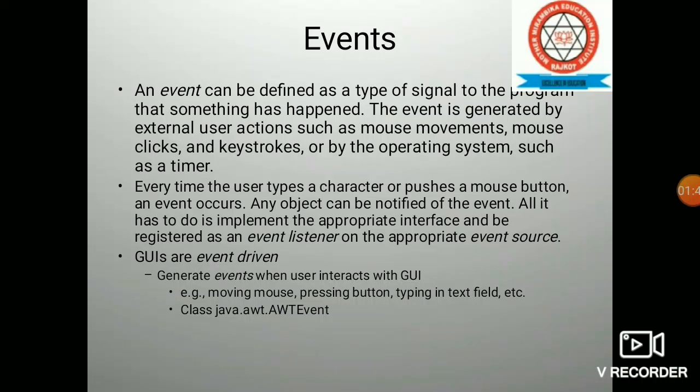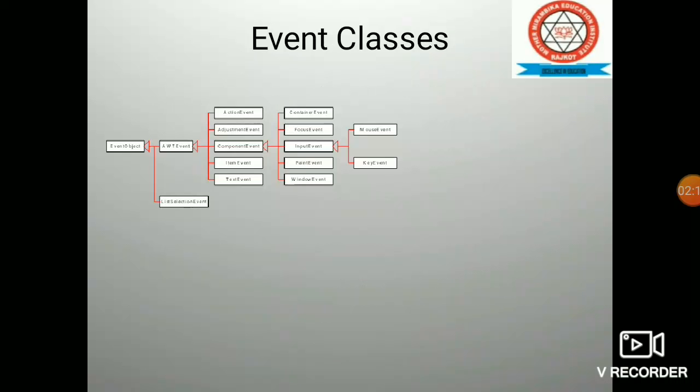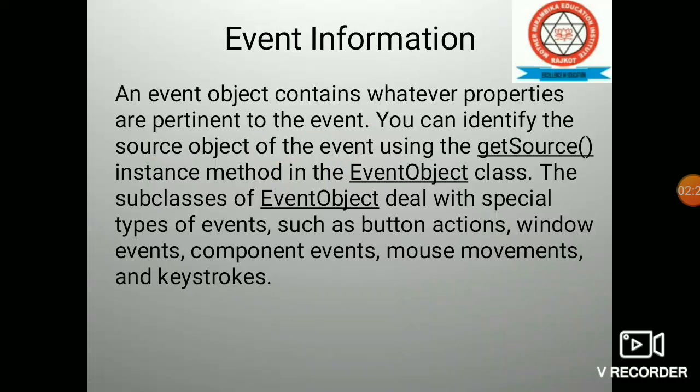For example, if the user wants to close the window, the close button is clicked and the screen will be shut down. The event is closing the screen. Other examples of GUI events are moving the mouse, pressing a button, typing in a text field, etc. The class required for event-driven programming is AWTEvent, which is inside the package java.awt. AWT is the Abstract Window Toolkit. Here a diagram of event classes is given. Go through it.